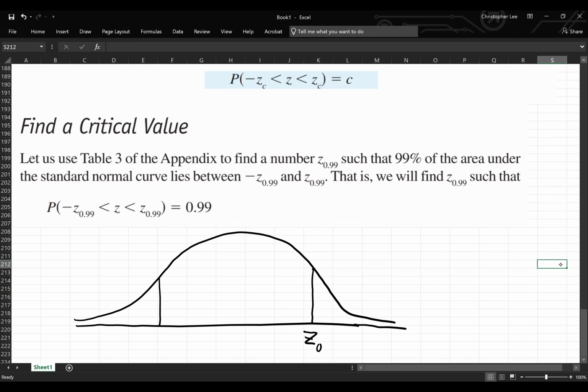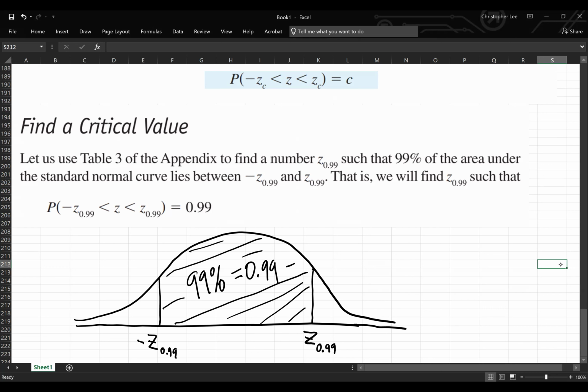That's chapter 7. This is chapter 8. All right. So now, long story short, look, this is 99% in the middle, or 0.99, right? If that area in the middle is 99%, this area right here, then let me ask you, what is this area here? What's that equal to? And what's this area over here?